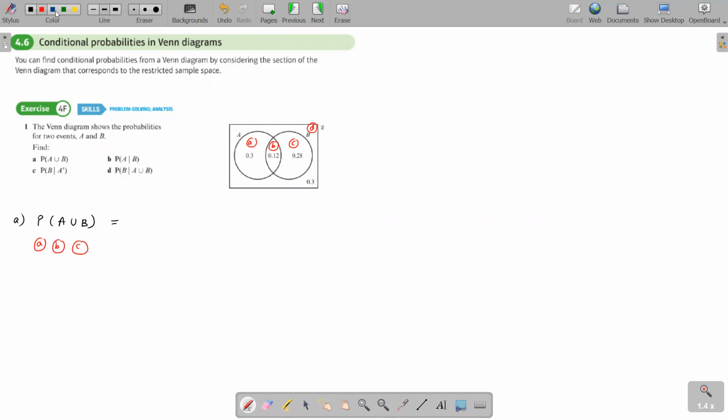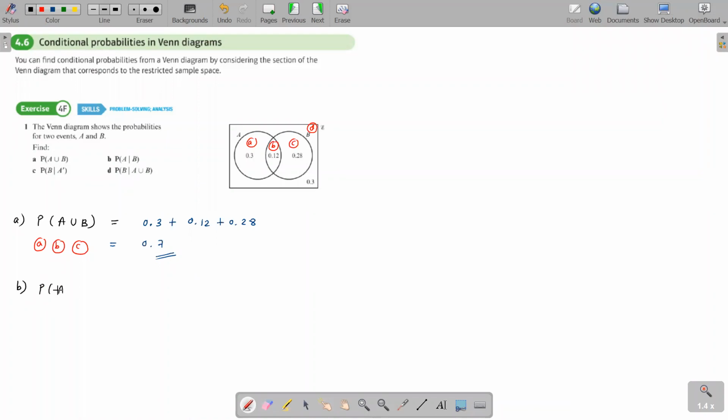All right, so basically you have to add the three probabilities: 0.3 in region A, 0.12 in region B, and 0.28. So add them all together, and how much is the answer? We have 0.3 plus 0.12 plus 0.28, which gives me 0.7, right? That's 0.7. I think that's pretty clear, right? All right, we'll move on to part B, probability of A given B.